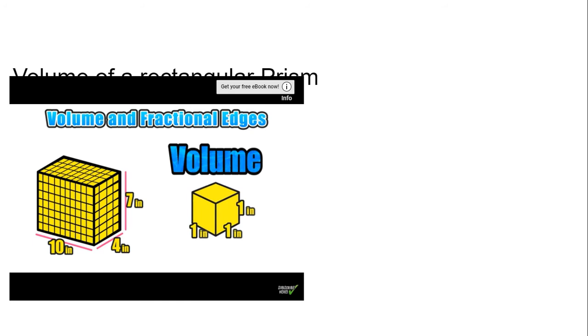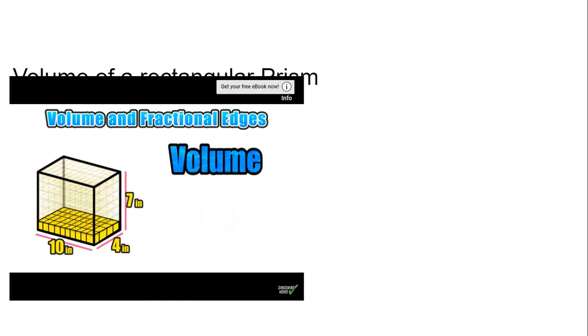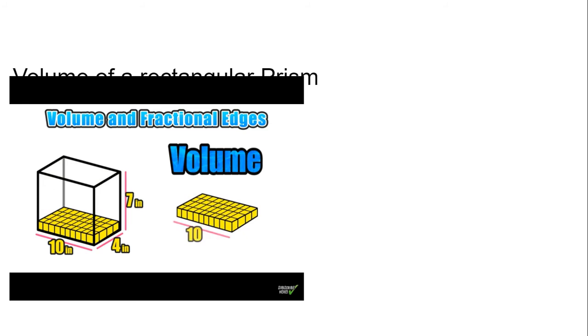and we're going to explore those rules now. So let's imagine that we only use those 1 inch unit cubes to fill the bottom layer of this rectangular prism. To fill this bottom layer, we would need 10 cubes along the length and 4 cubes along the width.